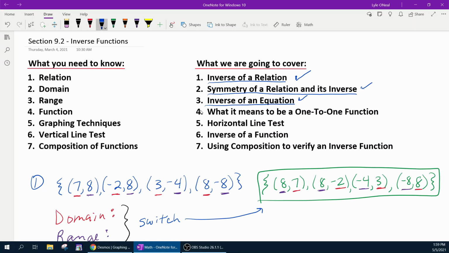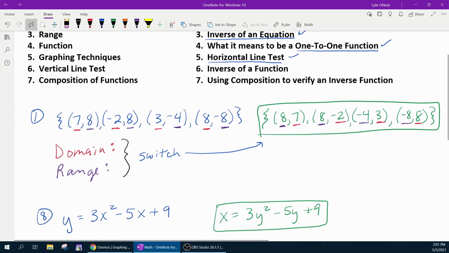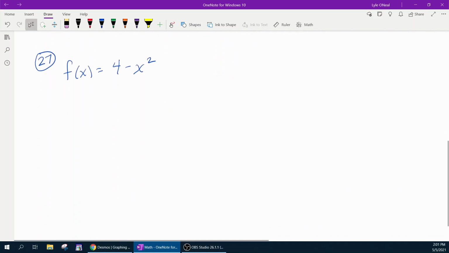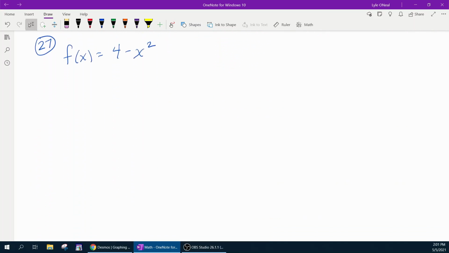Super easy. Next, we need to talk about what it means to be a one-to-one function, and that is also going to incorporate the horizontal line test. So if we're going to talk about what it means to be a one-to-one function and the horizontal line test, the best way to do that, I think, is to just look at an example. Number 27, here we're given a function. It happens to be a quadratic function. And the instructions say, determine if the function is a one-to-one function. So what does it mean to be a one-to-one function?